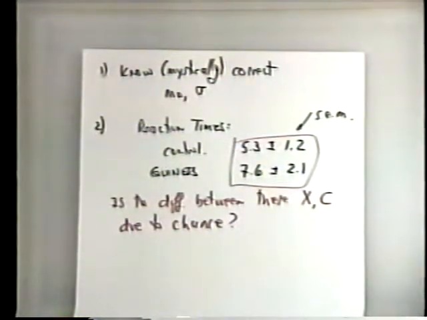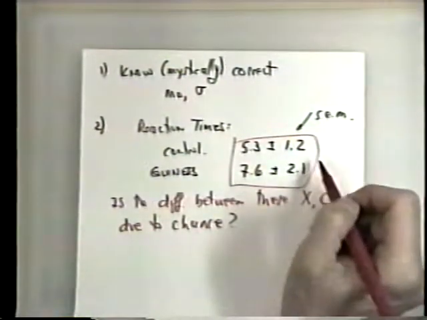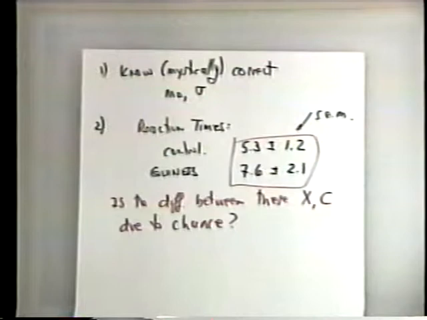In the first case, we knew what the mean was, what the true value was. We're asking, is it different from the true value? And now we don't know the true value of either of these. We're just asking if they're different from each other.